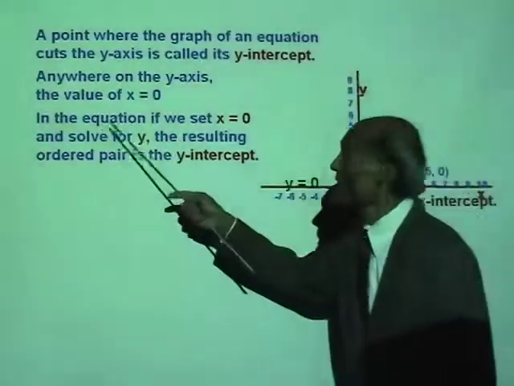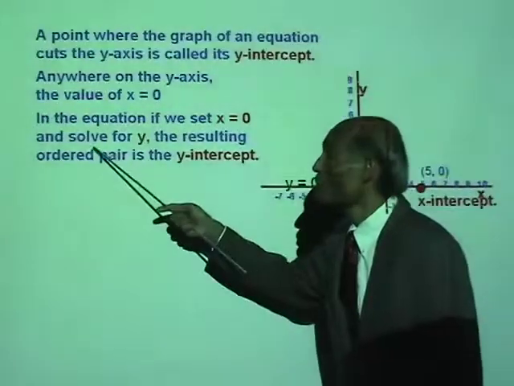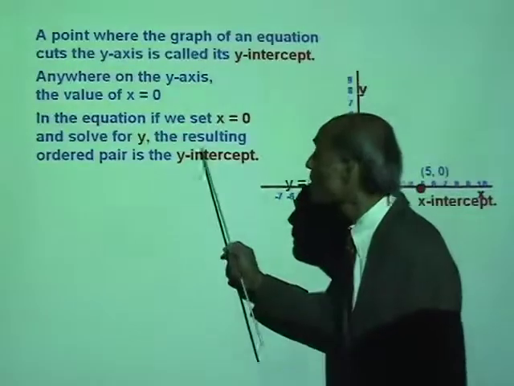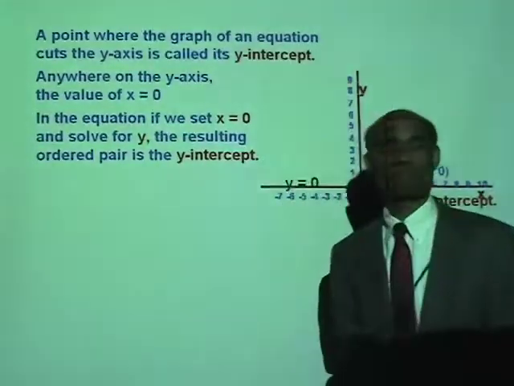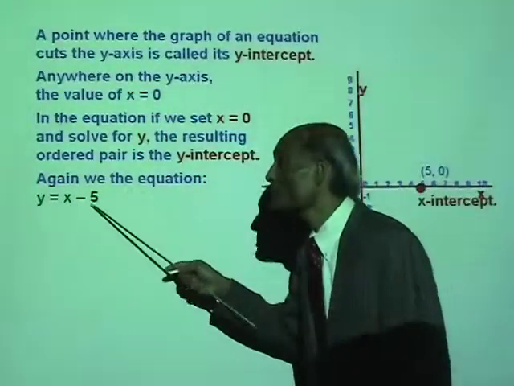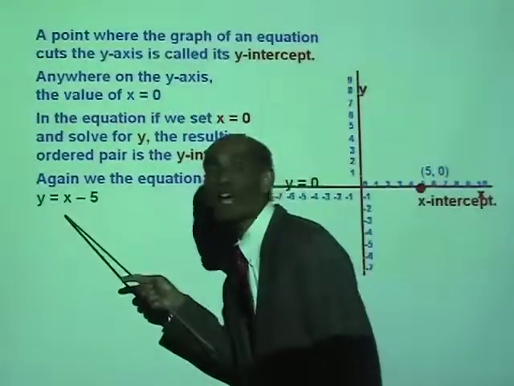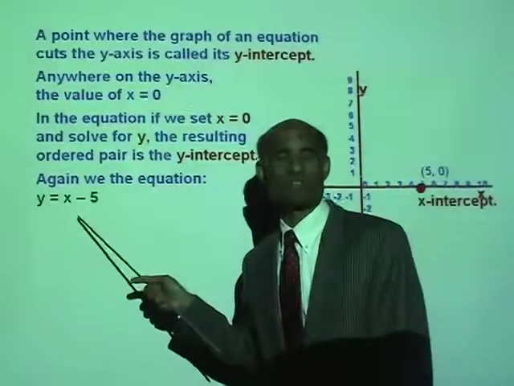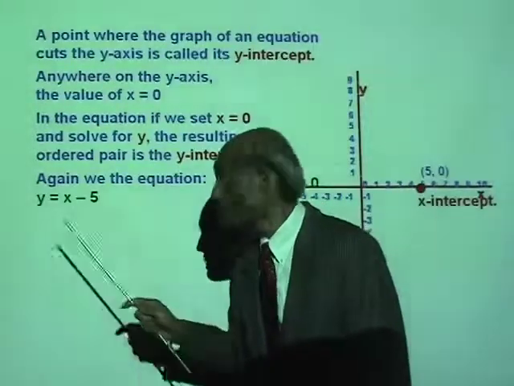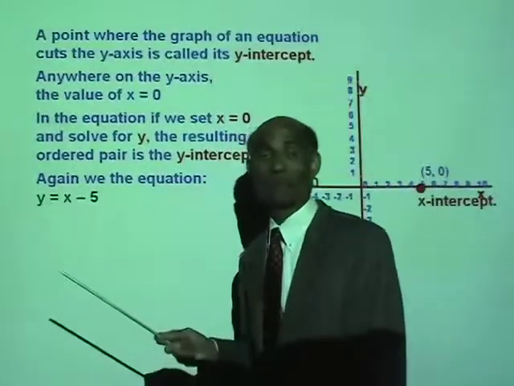Alright. So, in the equation, if we set x equal to 0 and solve for y, the resulting ordered pair will be your y-intercept. Let's again look at the equation y equal to x minus 5, which is the one we considered earlier. Can you find the y-intercept of this? What do you do to find the y-intercept? To find the y-intercept, we set x equal to 0 and solve for y.